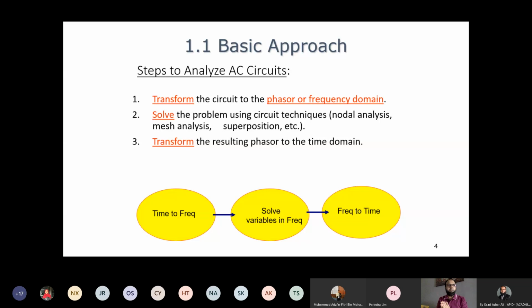So the things that were difficult in the time domain, as we have seen in the tutorial, we will add another step to make those difficult things simpler, and then we go back to the time domain. It's as simple as that.